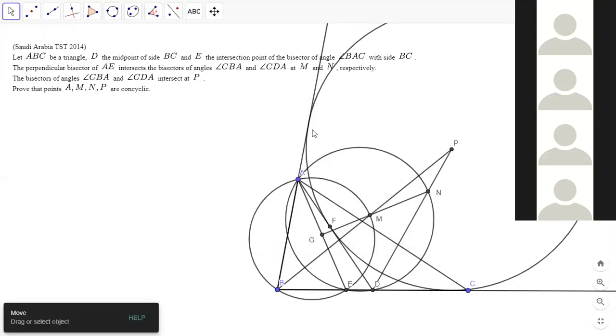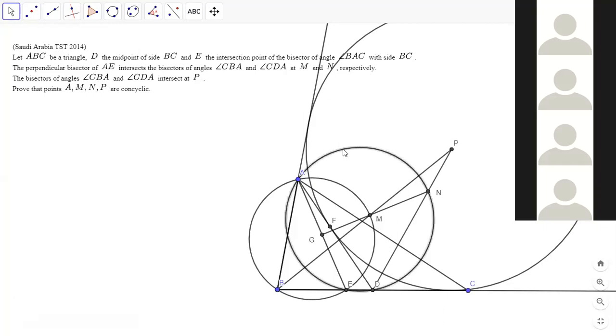If you let the angle bisector of ADC cut the circumcircle of AED at point N, then N will be the midpoint of arc ADE. So I let the angle bisector of ADC cut at the point N prime. So N prime will be the midpoint of arc AE. Oh, that makes sense. So that proves that it's cyclic.